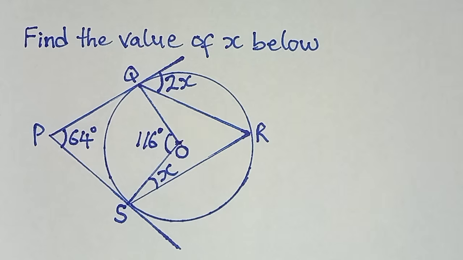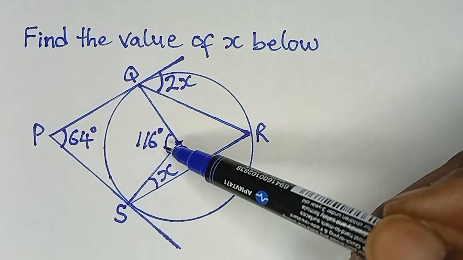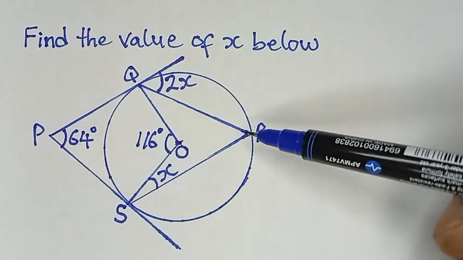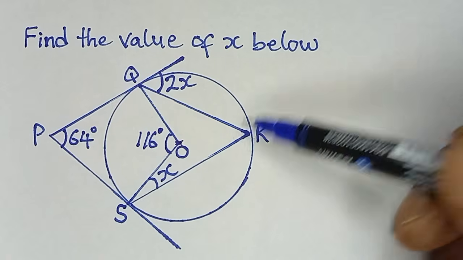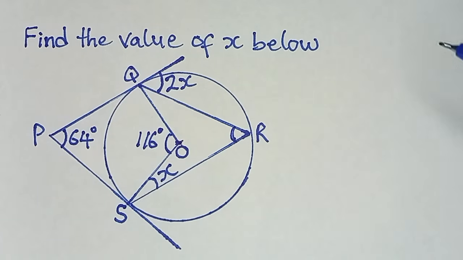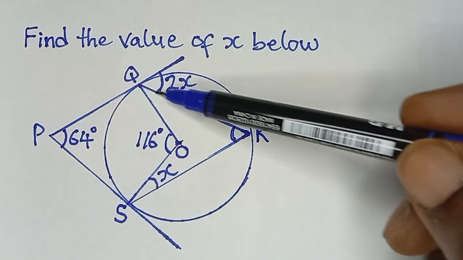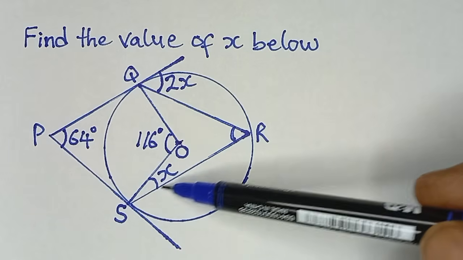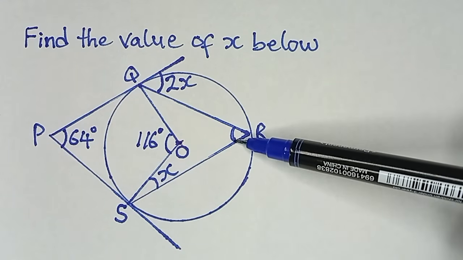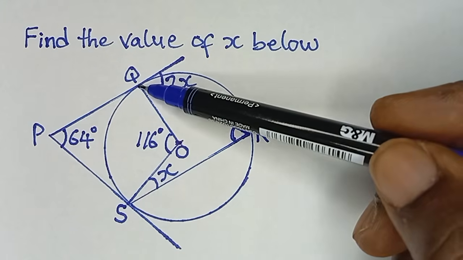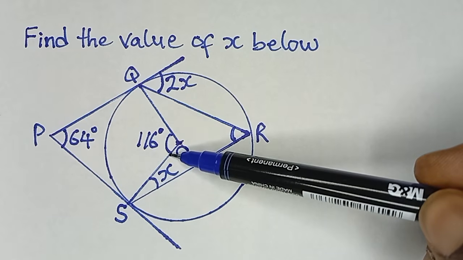Now, if you look at these two angles, what you need to establish between them is that there's an angle at the circumference here. Looking at this point Q and S, we have these two lines going to the circumference and then this line going to the circumference. So these two lines here together make this angle at the circumference. In the same way, we have these two lines to the center and this to the center, making 116.